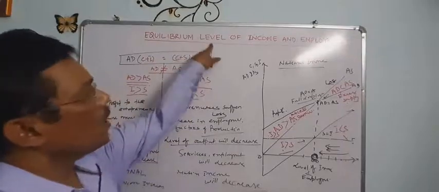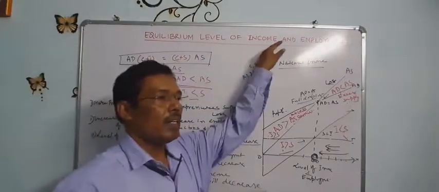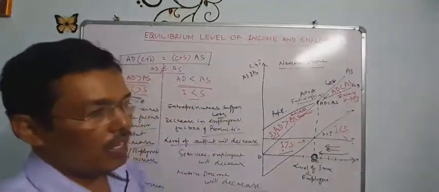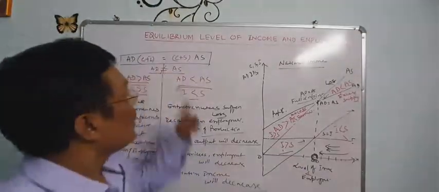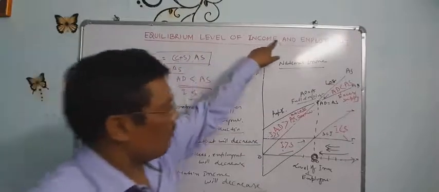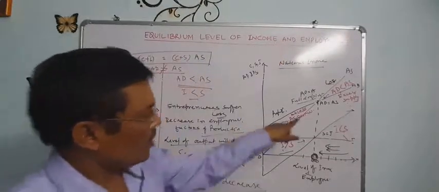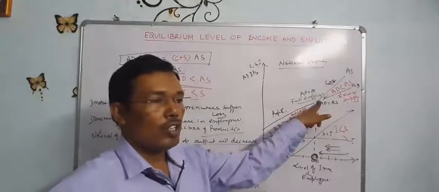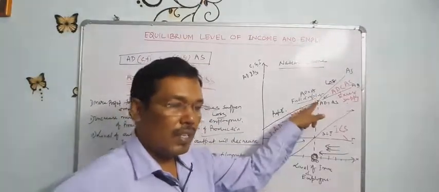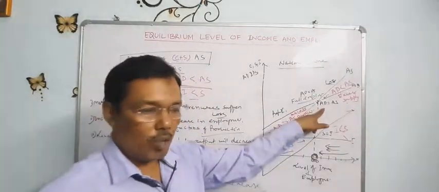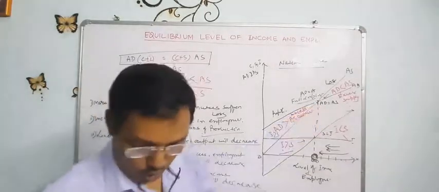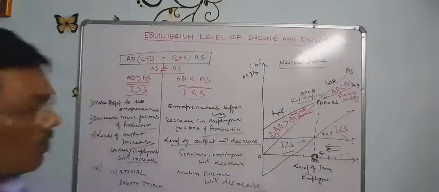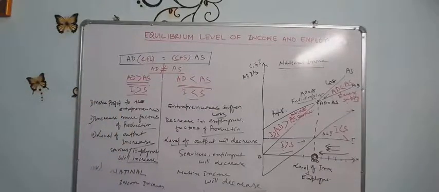Equilibrium level of income and employment can be determined where aggregate demand is equal to aggregate supply. Again I repeat, the equilibrium level of income and employment is determined at the situation where aggregate demand equals aggregate supply. Or we may say where consumption plus investment equals consumption plus saving.